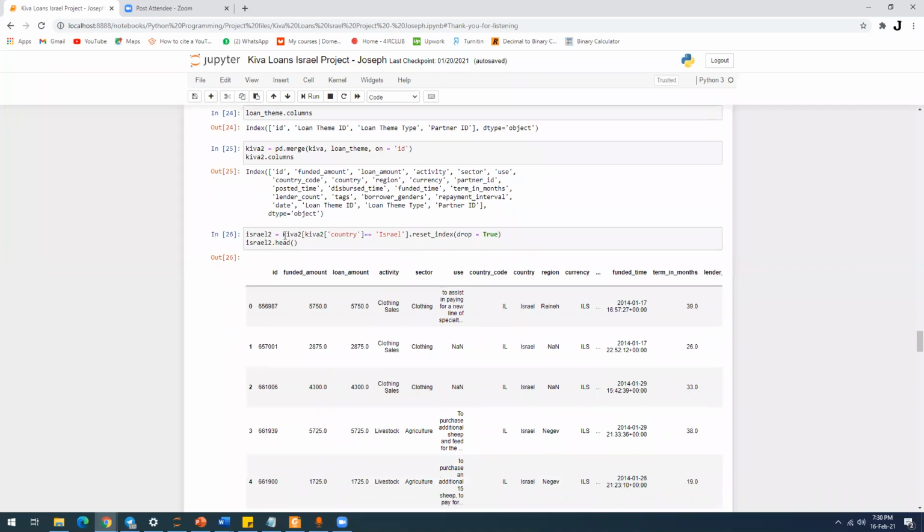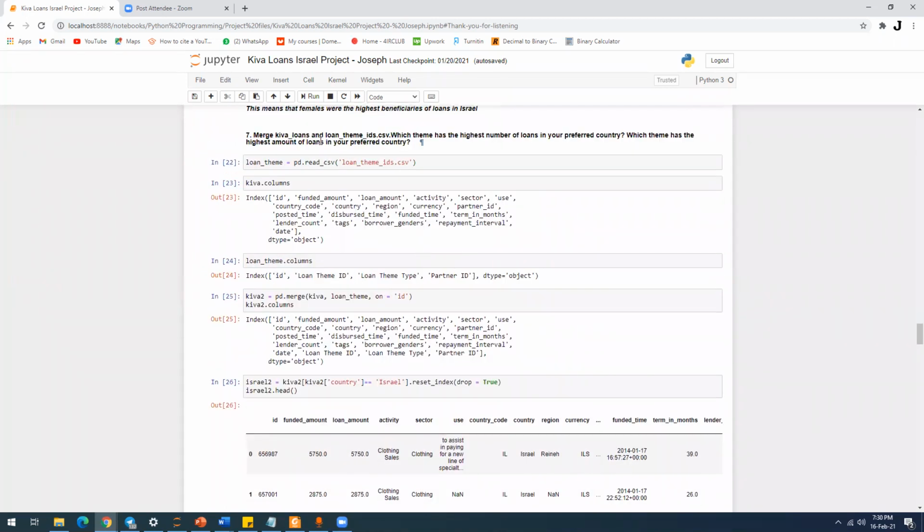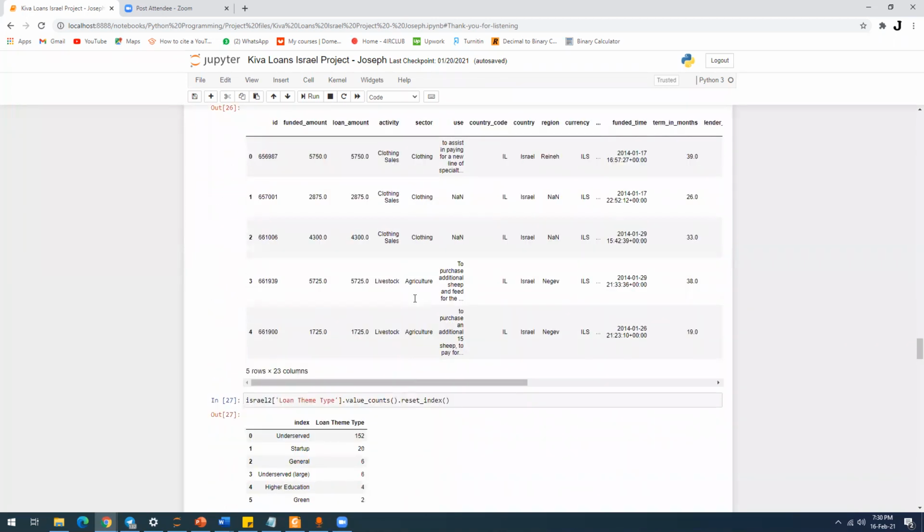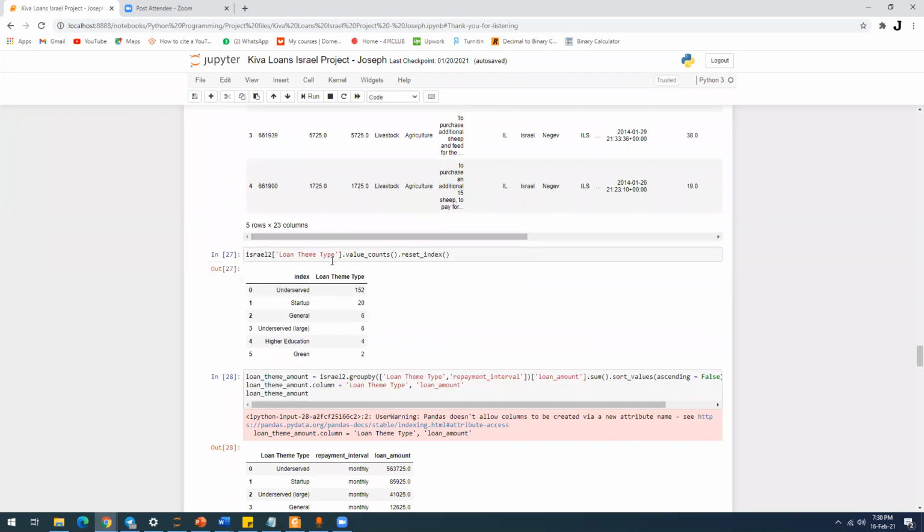And then I did another subset from Kiva 2 to Israel 2. Remember, we had Israel, and now we have Israel 2, which is the new data set with loan theme IDs. And then from the loan theme IDs, I did a value count. And from this, we see that underserved theme type was the highest with 152.